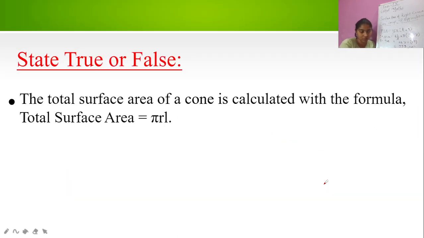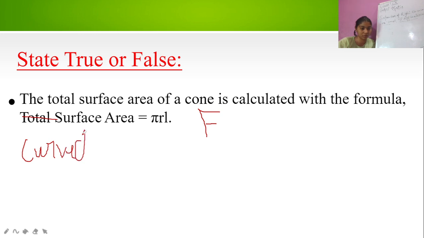Students, it's your task to do. So please read the statement, then give me the answer. The total surface area of a cone is calculated with the formula, that is pi r l. Yes, you will calculate it. Is it a correct statement or not? Yes, very good, students. This is a false statement because we know that this is not the total surface area, this is the curved surface area. So instead of the total, we require here the curved surface area.